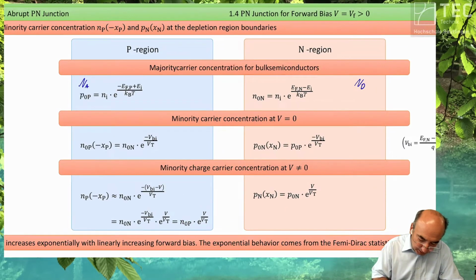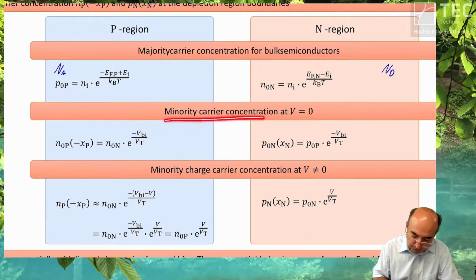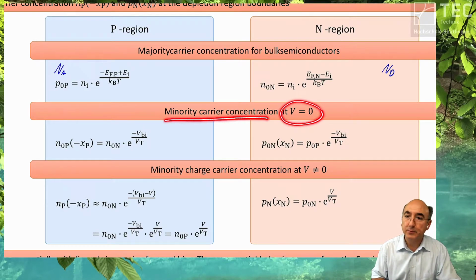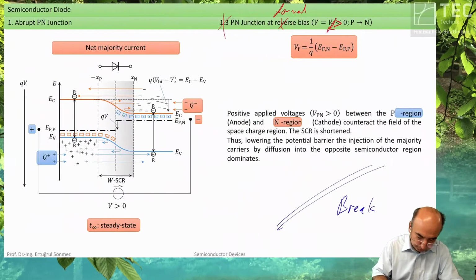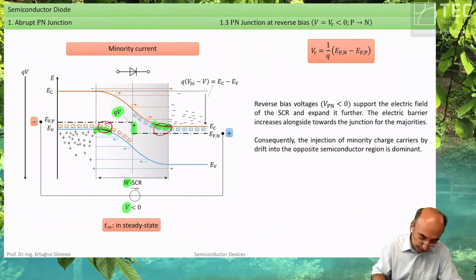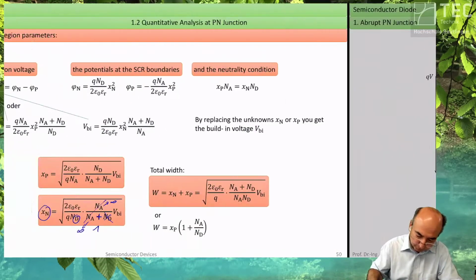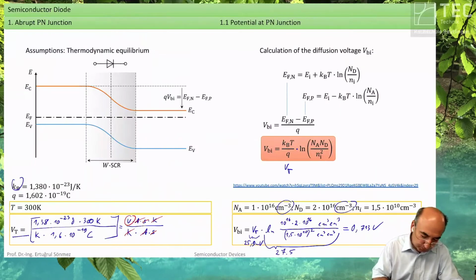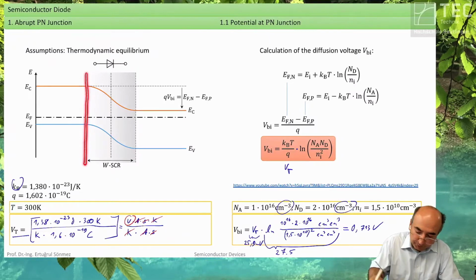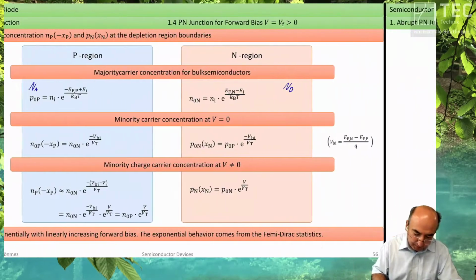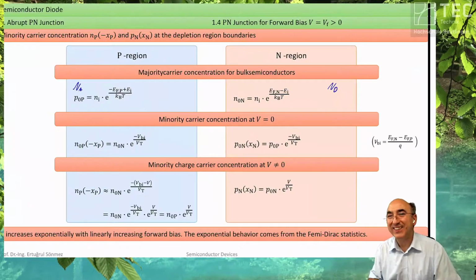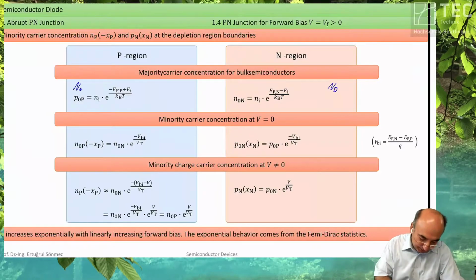Okay. Now, what are the minority carrier concentrations at zero bias, at the space charge boundary, here? The minority carriers, we know them also. We have learned that. That's the mass action law.